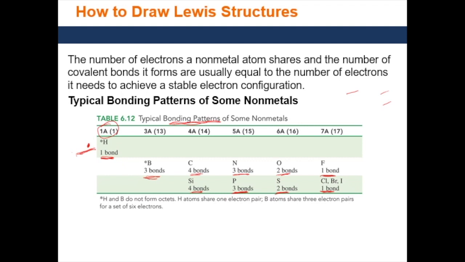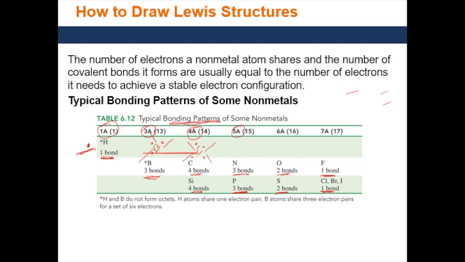Boron belongs to group number 3, meaning it has 3 electrons in its valence shell, or 3 valence electrons. Each of these electrons can be used to form 1 single bond, so it can form 3 single bonds. How about carbon? Carbon belongs to group number 4, so it has 4 electrons in the outermost valence shell, which means it can form 4 bonds with any other element.